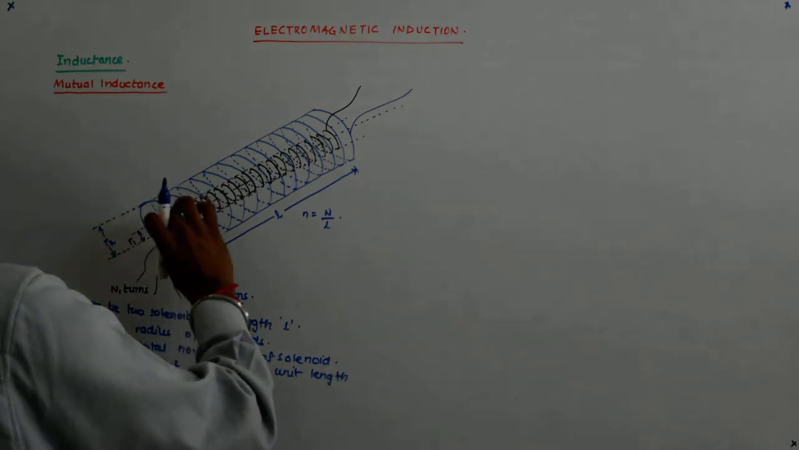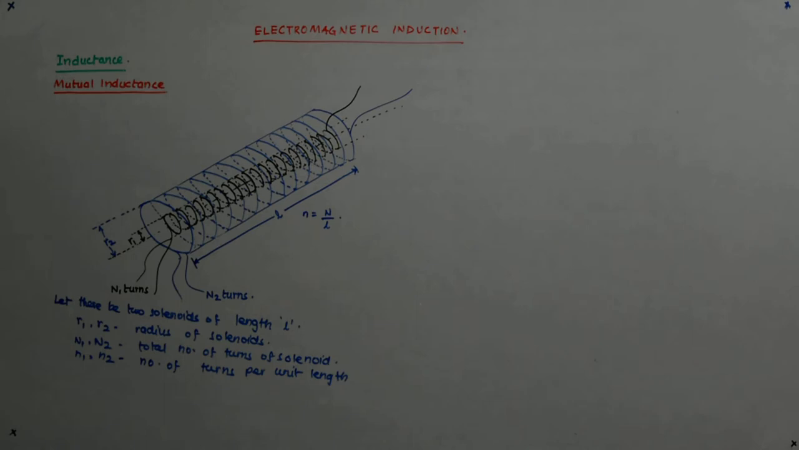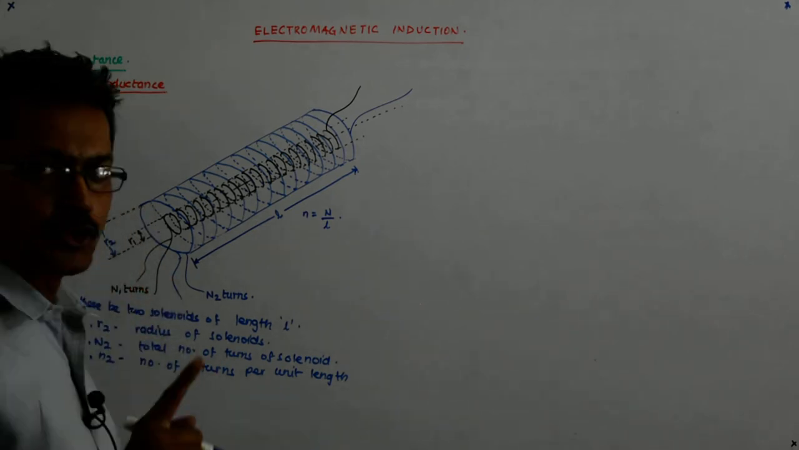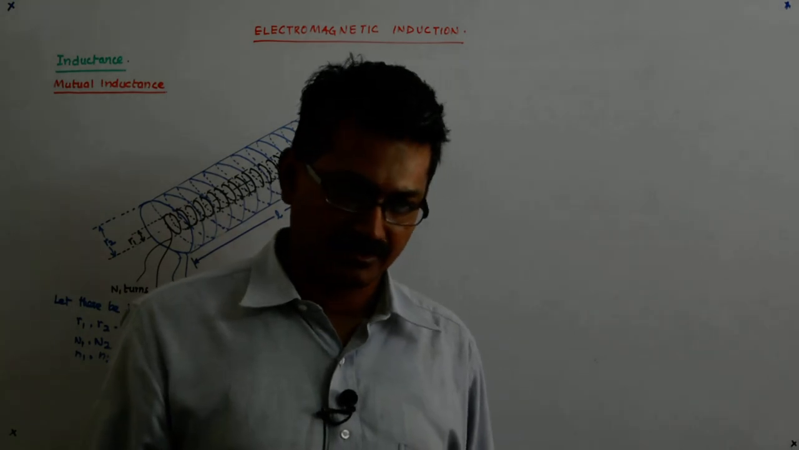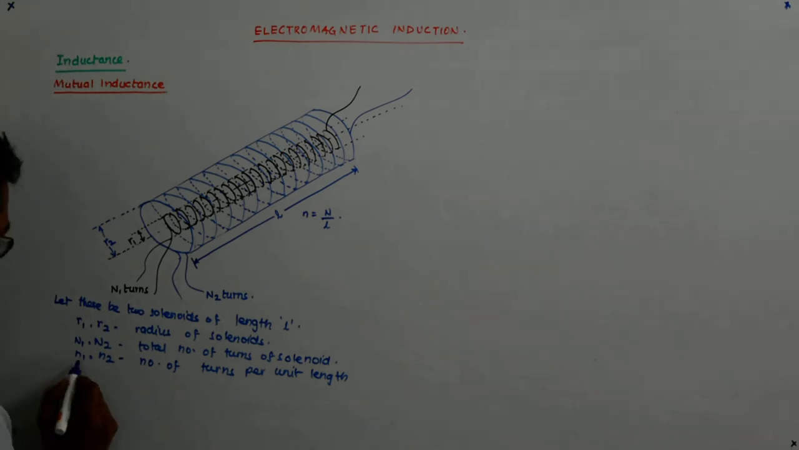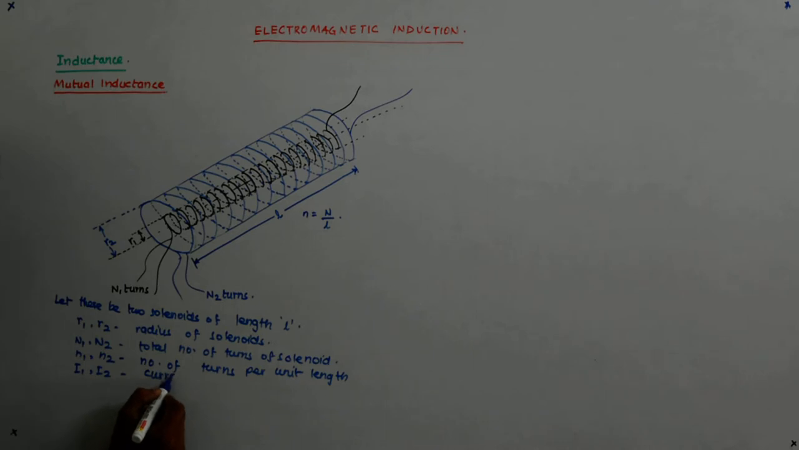We have shown the smaller one to be solenoid number 1 and the bigger one as solenoid number 2, right? Now our aim is to find out the mutual inductance between the two solenoids. Get the point? So I1, I2 be the current in the solenoids.